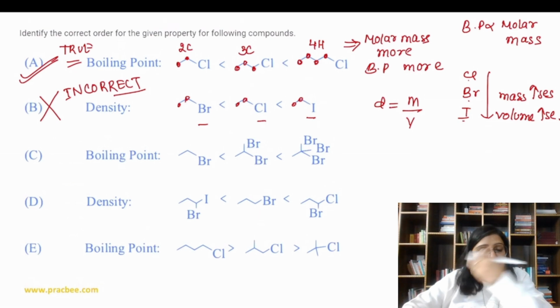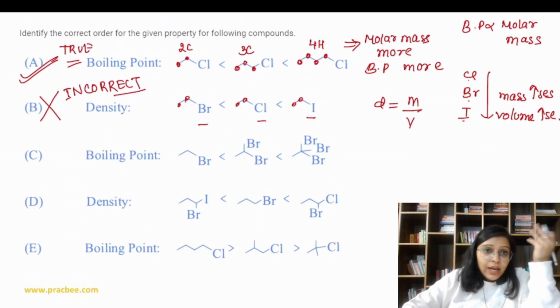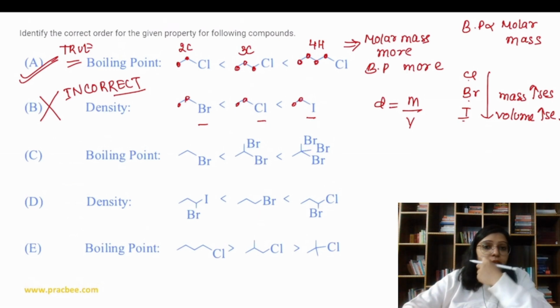volume and all, meaning you can check easily from mass also. Otherwise, we know that iodine's size is going to be more in comparison to bromine and chlorine, so the density is going to be a little less. Okay? Is it clear?